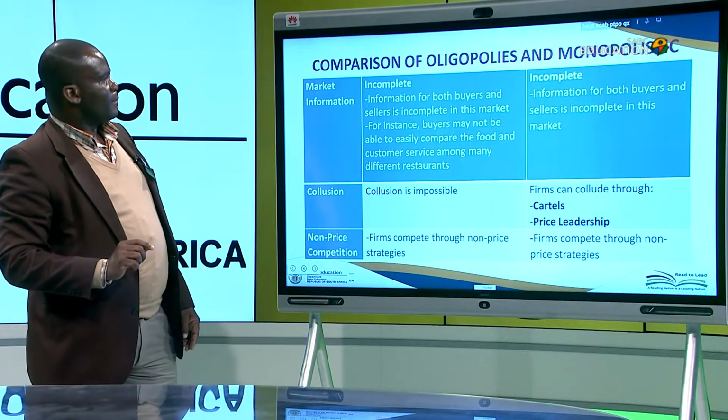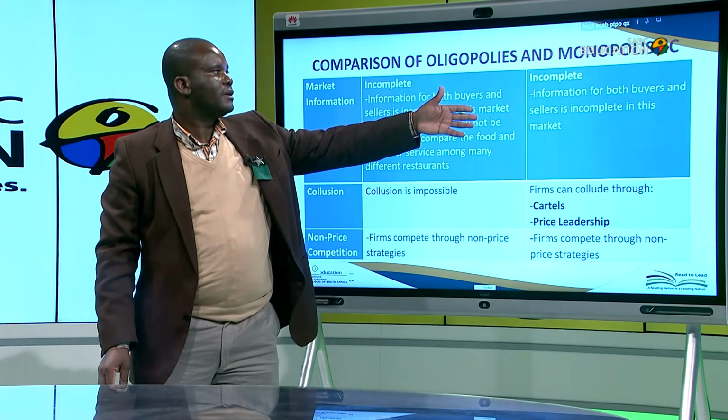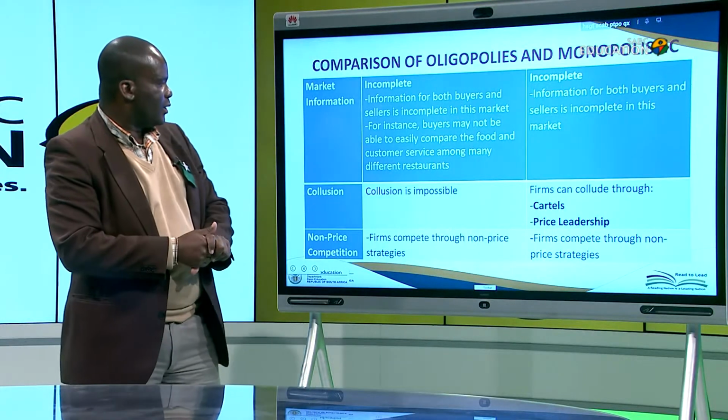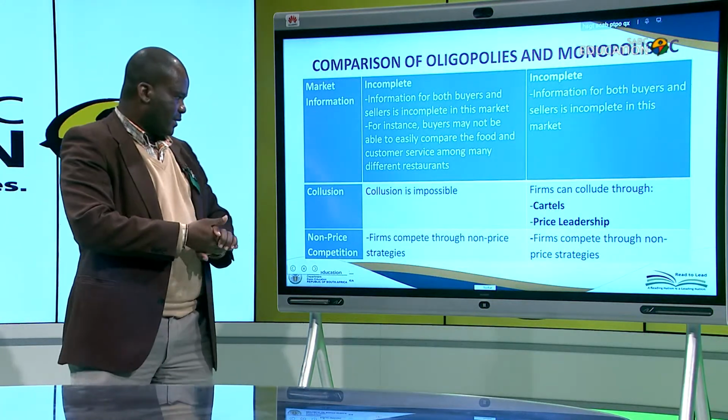Market information under monopolistic competition is incomplete. Information for both buyers and sellers is incomplete in this market. For instance, buyers may not be able to easily compare the food and customer services among many different restaurants. The same applies also with oligopolistic firms. Information is incomplete, probably for both buyers as well as for the sellers.